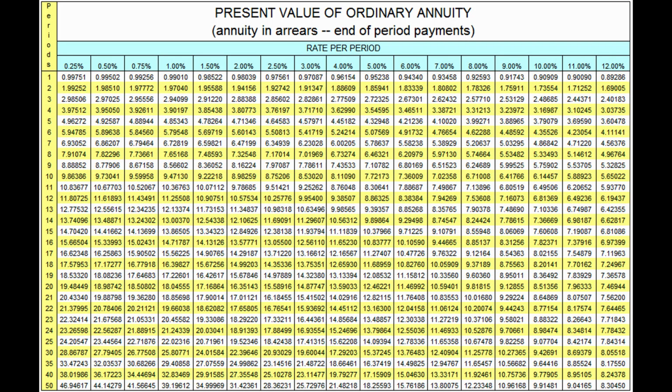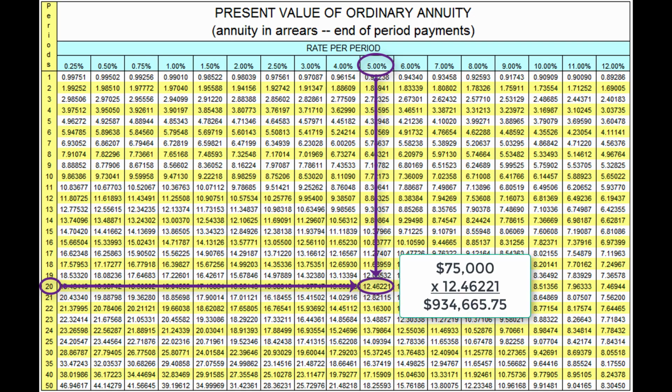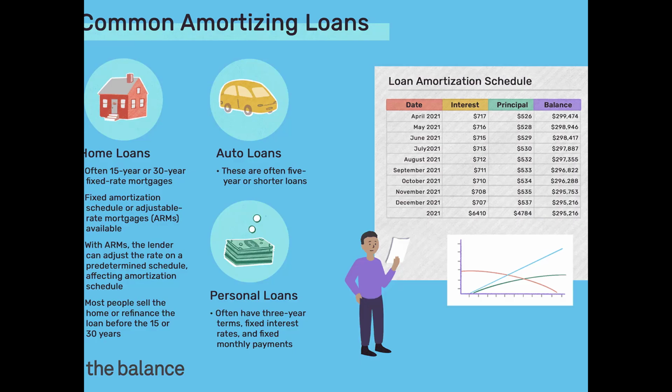$934,665. If we use the present value of an annuity table, we would find the number of payments, which is 20, in the first column, and then go to the right until we find the present value factor that corresponds to the 5% interest column, and that's going to be 12.46221. We would multiply 75,000 by 12.46221 to get $934,666.